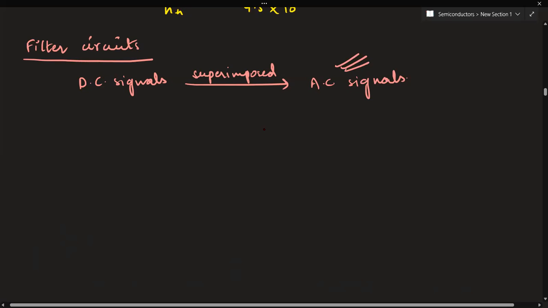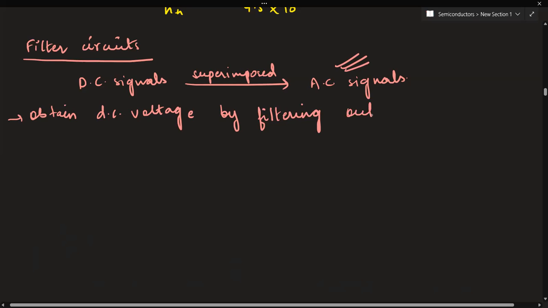So the two simplest filter circuits are devices which help in eliminating these AC components, or we can simply say, help us obtain DC voltage. So we can obtain DC voltage by filtering out the AC components.